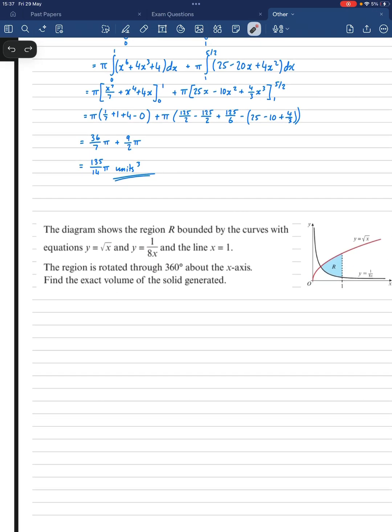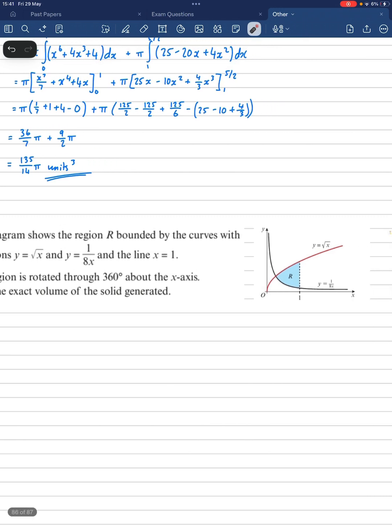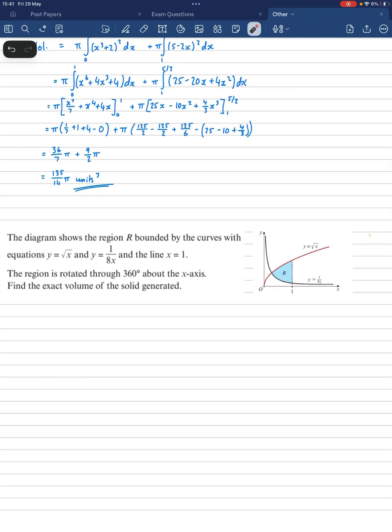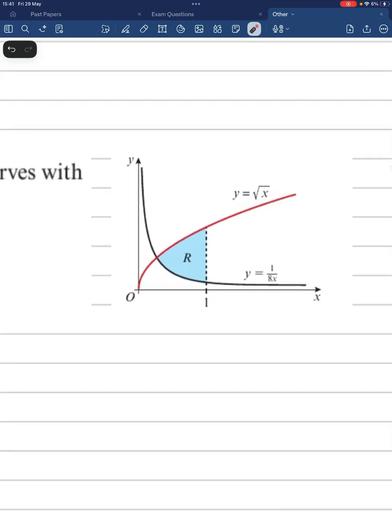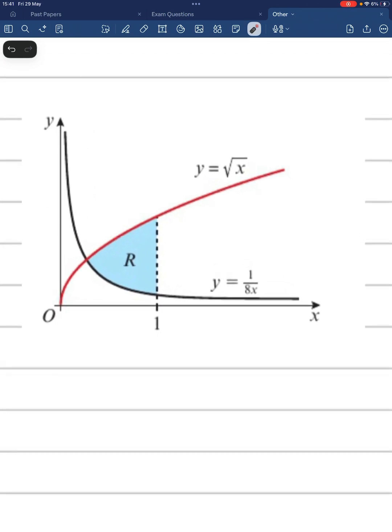Very nice. Okay, so now for this question here, we've got a region R over here, bounded between y equals root x and y equals 1 over 8x. Okay, so first we're going to have to work out how this area is created. So it's going to be probably this one minus this one. What we can do is find this point of intersection, and we're going to integrate from here to here. So this will give us all of this area, and then we're just going to subtract all of this. So it'll give us this right here.